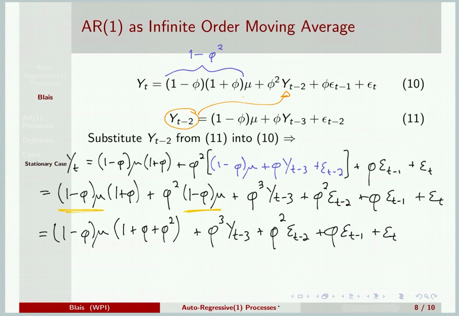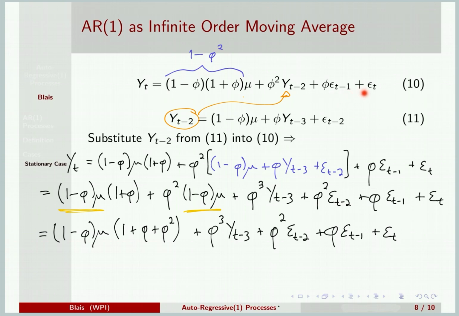And let's compare this version of y t that we've just derived to the version here in 10. Well, let's look at this first term here. We see we have 1 minus phi, 1 plus phi mu. It looks like we have something very similar here. The difference is we added a phi squared to this 1 plus phi term. So we went from 1 plus phi in that term to 1 plus phi plus phi squared. Then instead of phi squared times y t minus 2, we have phi cubed times y t minus 3. And then we see we start adding phi squared epsilon t minus 2, phi epsilon t minus 1, epsilon t. We see that pattern here.